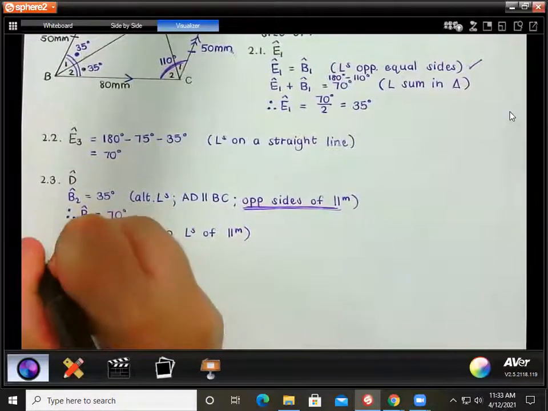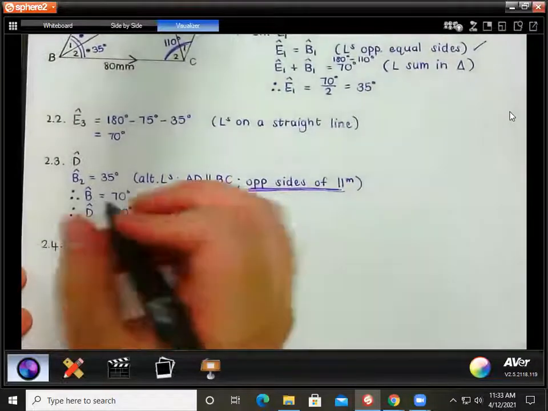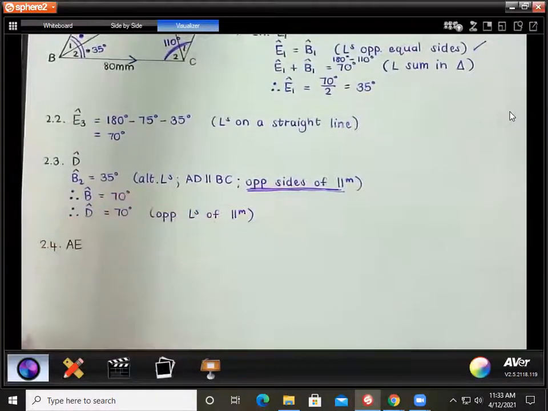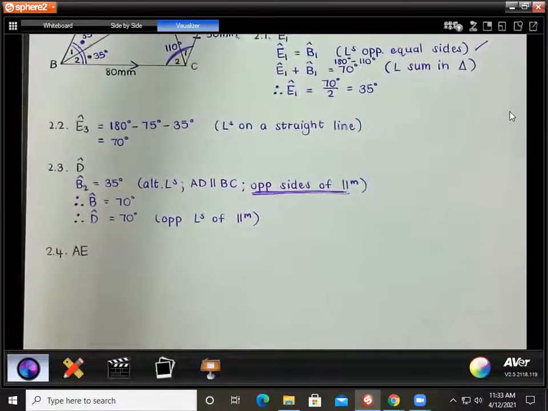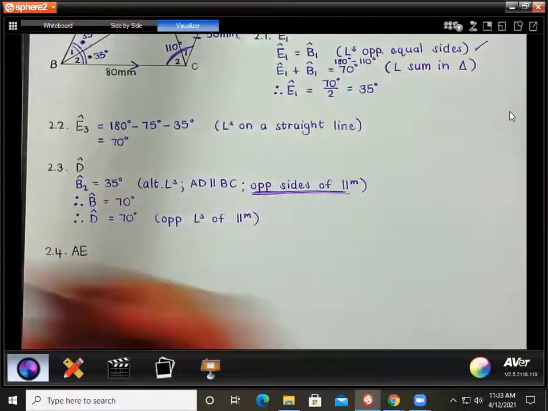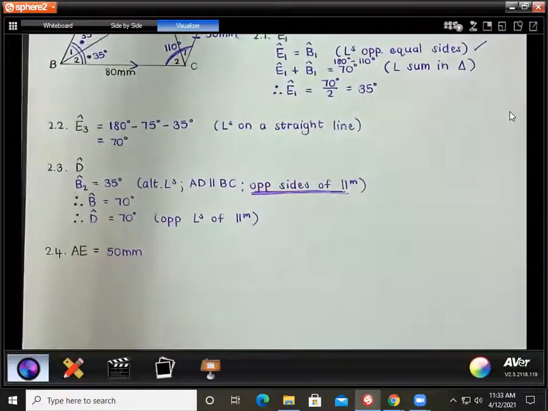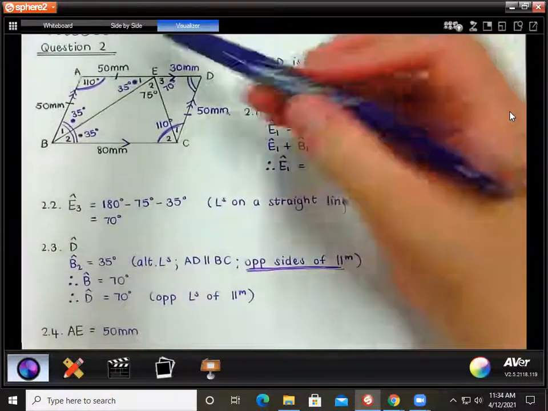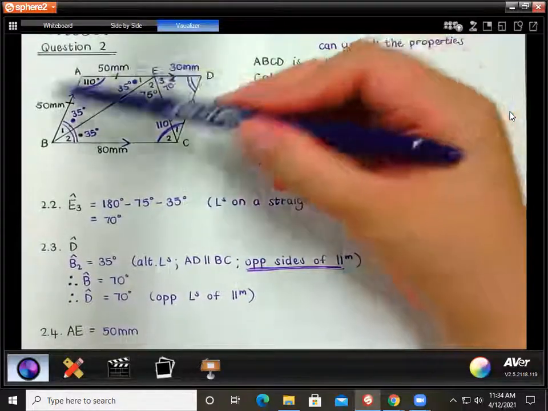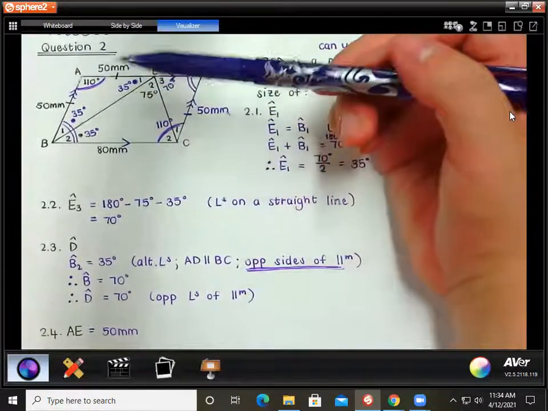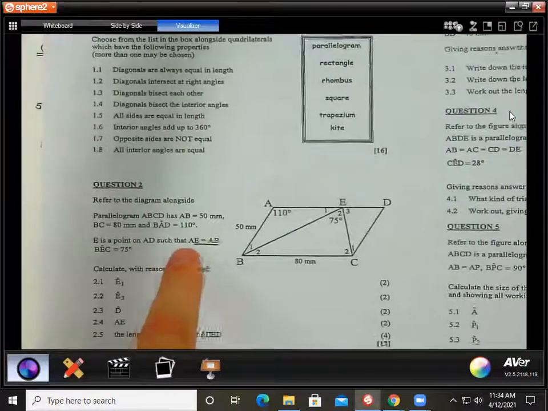Okay, 2.4 is a bit of a silly question. They're wanting us to find AE, so the length of AE. And if you look at your picture, what is the length of AE there? We filled it in already. 50, right? So that's the answer. AE is equal to 50 millimeters. And how did we know that? You could say given, but let's give a bit more information, because they didn't actually draw this line in on the picture. We drew it in, but what made us draw it in? Remember, that was what was in the wording here. They said AE equals AB.